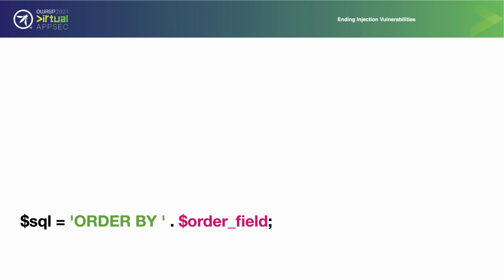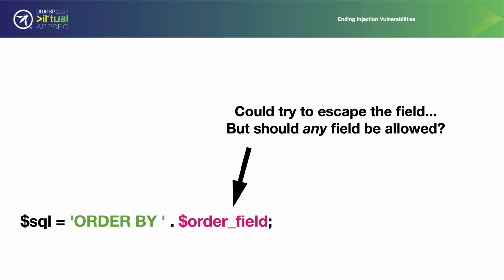The second problem you might face is field names or table names. These can't be parameterized because they need to go into the original SQL because the database needs to create its query execution plan. You can't just append the value from the user, that is dangerous, but you could escape the field or ensure it matches a certain pattern. This is still risky, because you shouldn't really allow them to just choose any field.